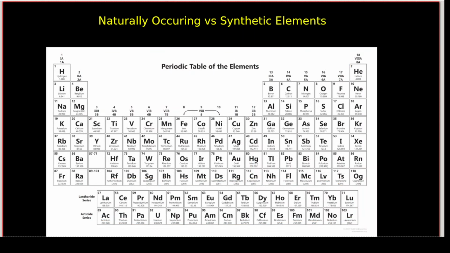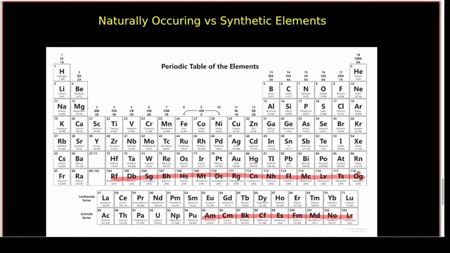Did you know that humans actually made some of the elements? So we have some elements that are naturally occurring and some are synthetic. A list of the synthetic elements, we'll start at element number 95. So starting at element number 95, okay, so those are synthetic or man-made, and it continues here.